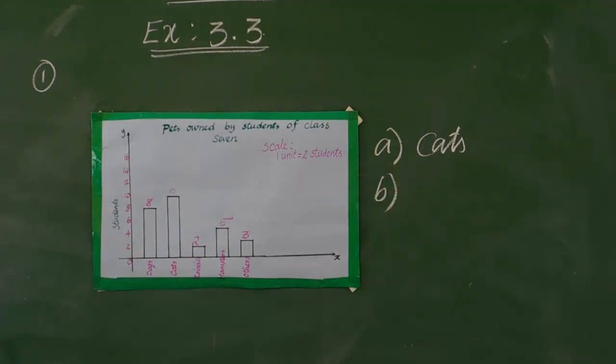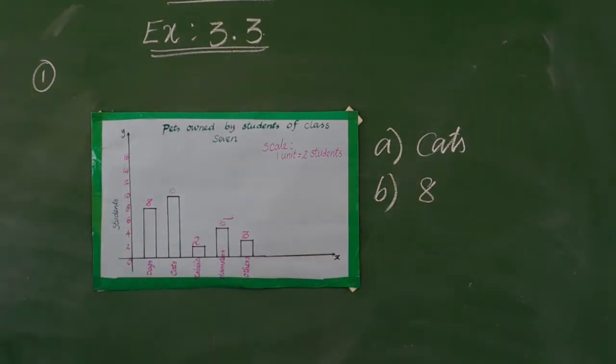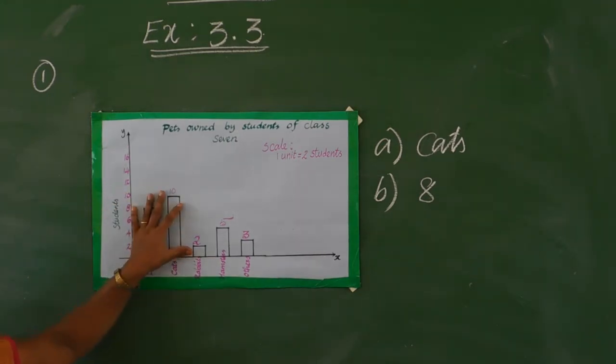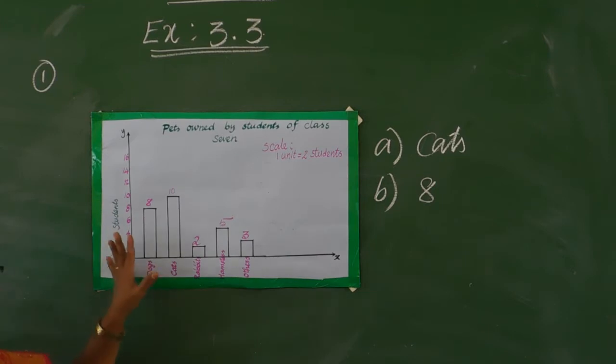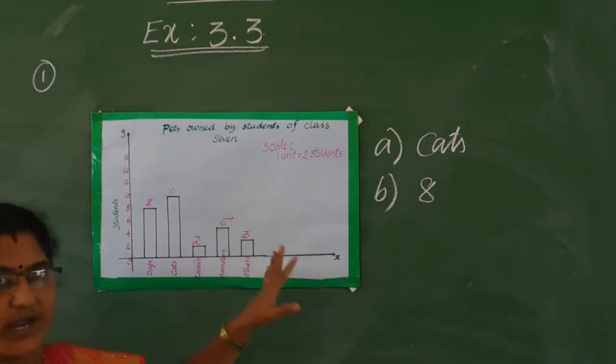Second question: how many students have a dog as a pet? See the dogs here. How many students? 8. So 8 students have dogs as a pet. You already learned this in 5th and 6th standard, and once again we recall it. Both problems you have to write in your book itself, by seeing the graph given in the book. Write this answer in the book, and the second one also.